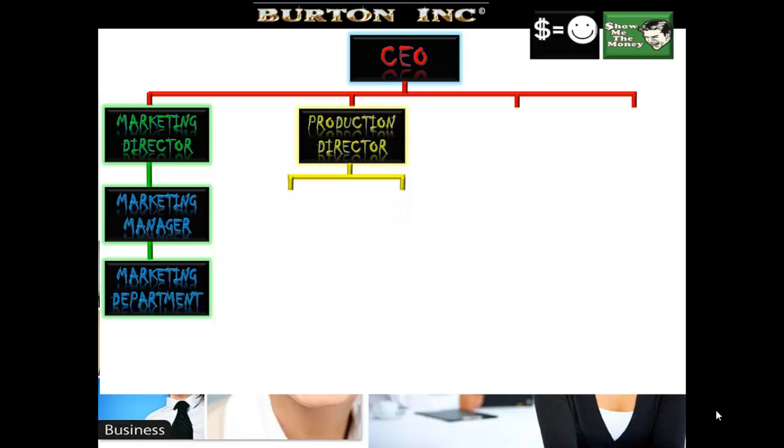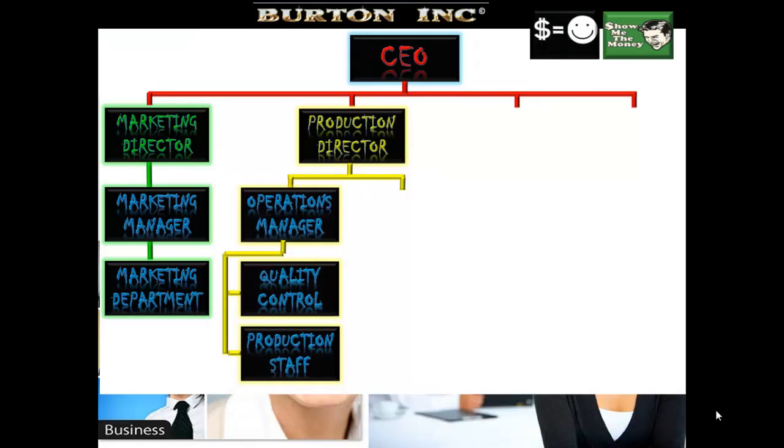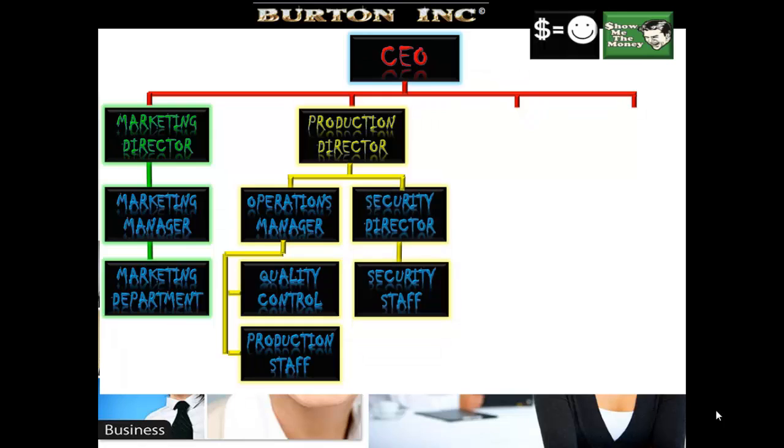Production director, another key role. Operations manager will be in charge of those in the quality control department as well as the production staff. And in this organisation, they're also looking after security and security staff. Now those are two separate branches of the organisation. So security doesn't really have anything to do with quality control. The only thing that they've got in common are that they are overseen by the production director. So if security fails, the production director is held responsible. If quality control fails, again, the production director is held responsible.